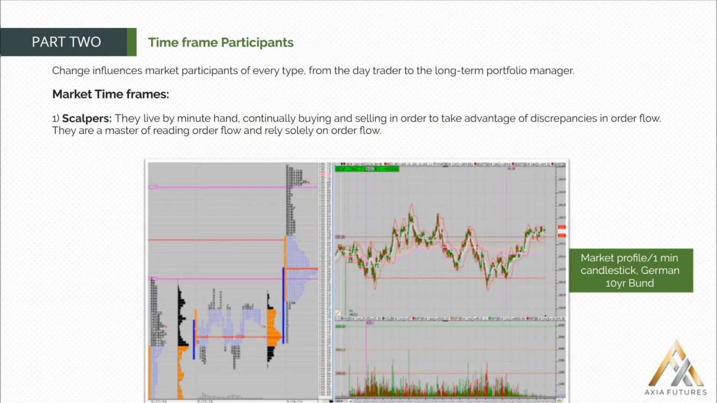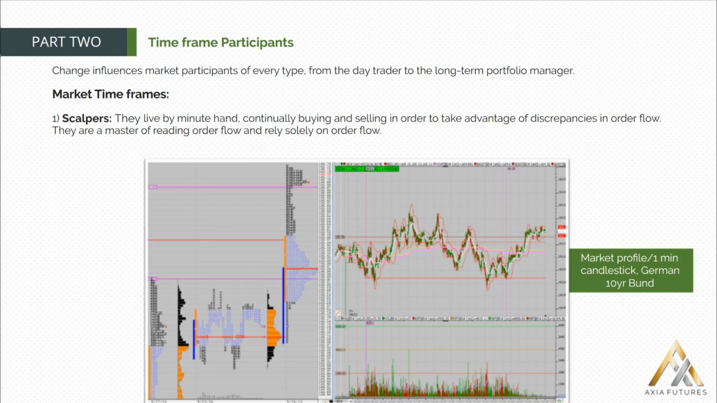So let's talk a little bit more about some of these time frame participants that you can expect to see. The first and the shortest term time frame is the scalper. The scalper lives by the minute hand. It continually buys and sells in order to take advantage of discrepancies within the order flow. They are a master of reading order flow and rely solely on order flow. In essence, the scalper tends to be algorithmic in nature, however you do get human scalpers. They tend to execute large amounts of orders, small winners and small losers, and they're exact in their execution.